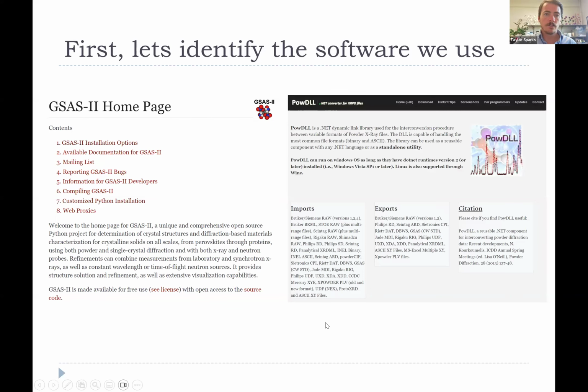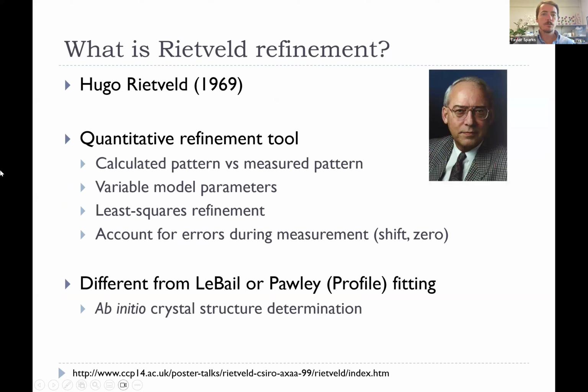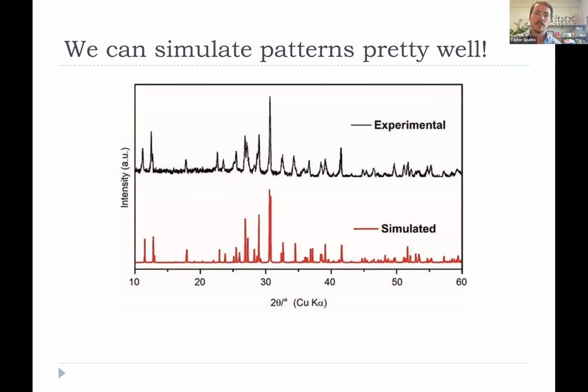Okay, so those are the software we're going to use. So what is Rietveld refinement? It was invented by Hugo Rietveld way back in 1969. Essentially it is a quantitative refinement tool where you're going to be calculating an X-ray diffraction pattern and comparing that to some actually measured pattern. Then you're going to be updating your model to make sure that the model actually fits the measured pattern. So for example, you might get something like this.